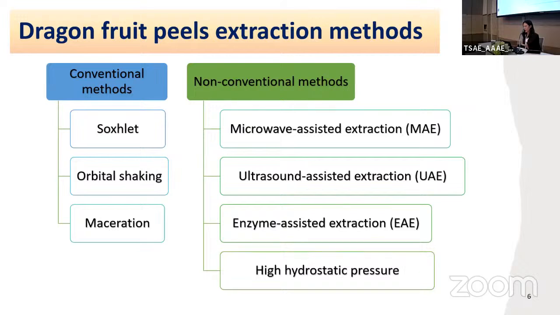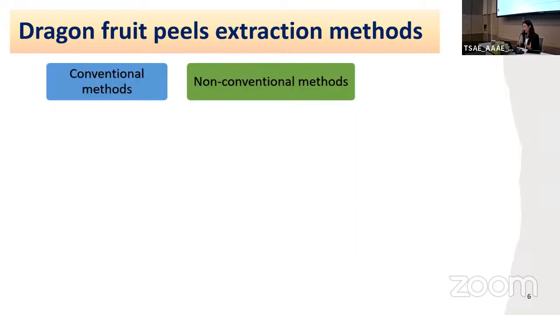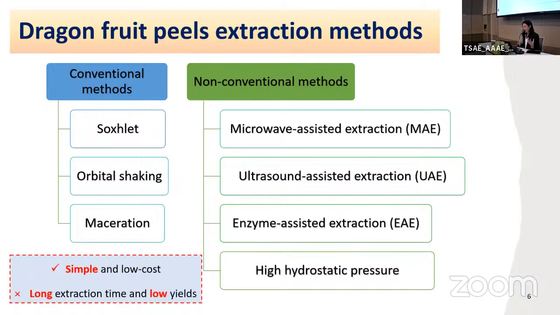So how do we extract those bioactive compounds from dragon fruit peels? We can extract either with conventional or non-conventional methods. Conventional methods such as Soxhlet, orbital shaking, or maceration are simple and low cost, but they require long extraction time, because maceration and shaking need at least 2 to 24 hours. And Soxhlet requires some heat, so there will be loss of those bioactive compounds.